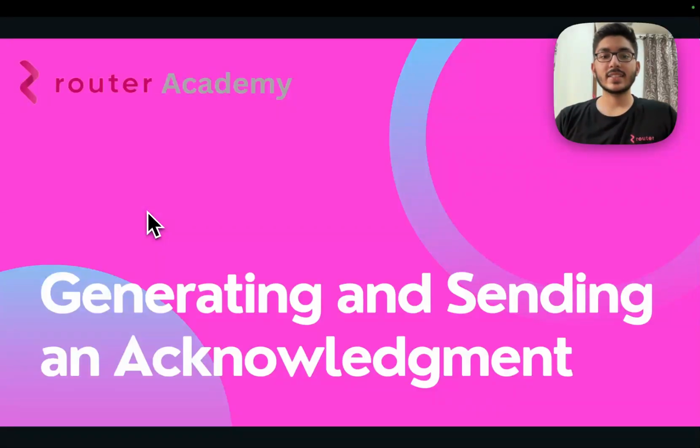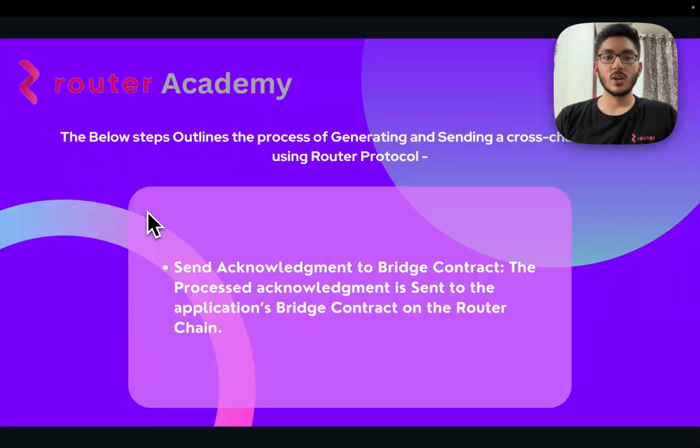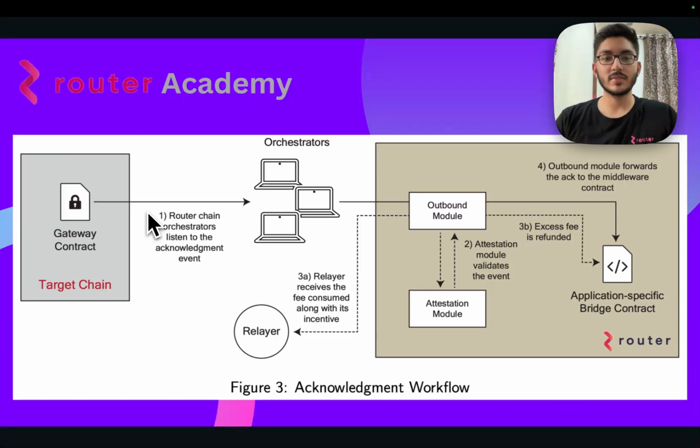Now talking about generating and sending an acknowledgement, which we have just covered, but we'll talk about it again. Emit acknowledgement event: after the iReceive function completes on the destination chain, the gateway contract on that chain emits an acknowledgement event. This event is detected by the orchestrators on the Router Chain. Process acknowledgement on Router Chain: transfer relayer incentives plus fee consumed to the relayer address. Also refund outgoing transaction fee plus fee consumed to the bridge contract on Router Chain. Also, send acknowledgement to bridge contract: the processed acknowledgement is sent to the application's bridge contract on the Router Chain.